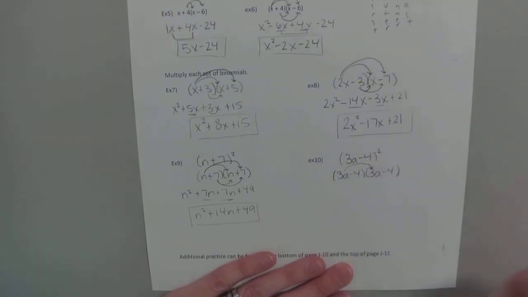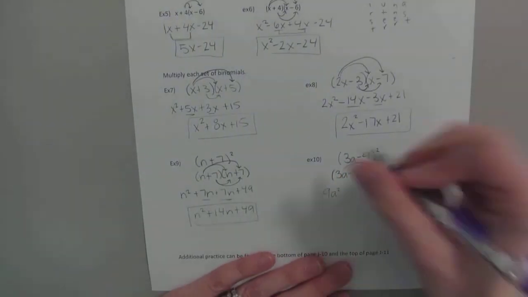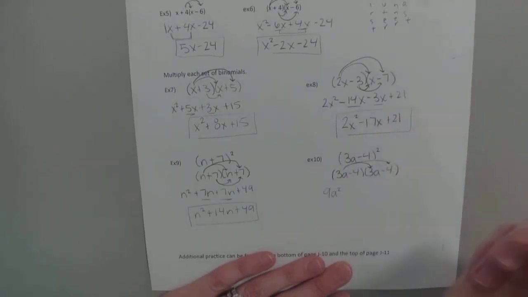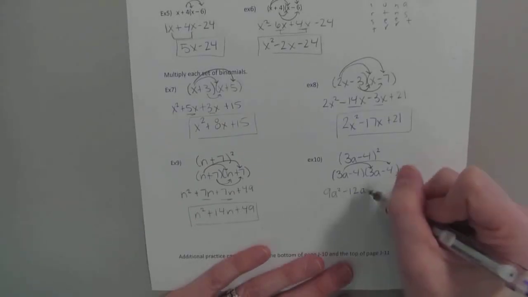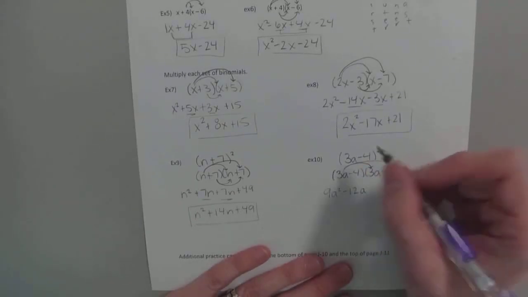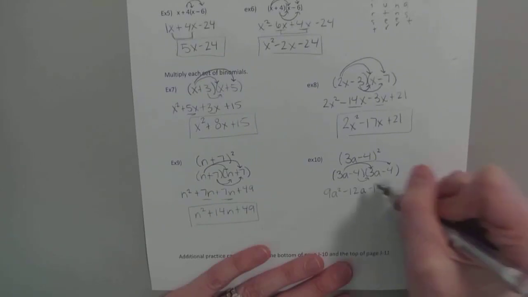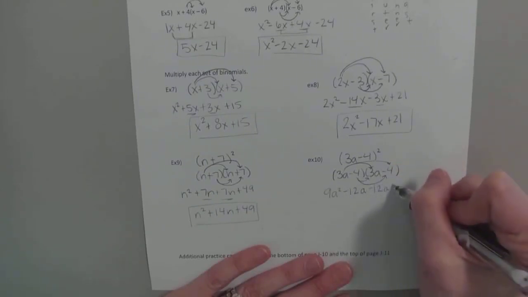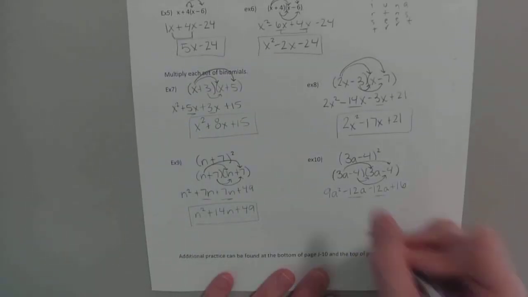Example 10, we're going to do the exact same way. Do not square just the 3a and just the negative 4. We're going to square all of it. So this is really 3a minus 4 times 3a minus 4. All right? So we're going to distribute the 3a to the 3a. So 3 times 3 is 9. a times a gives us a squared. The 3a to the negative 4. 3 times negative 4 is negative 12. The a tags along. And then here, we're done with 3a, so we're going to distribute the negative 4.